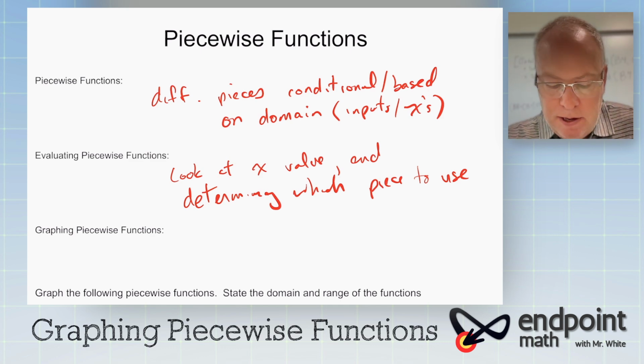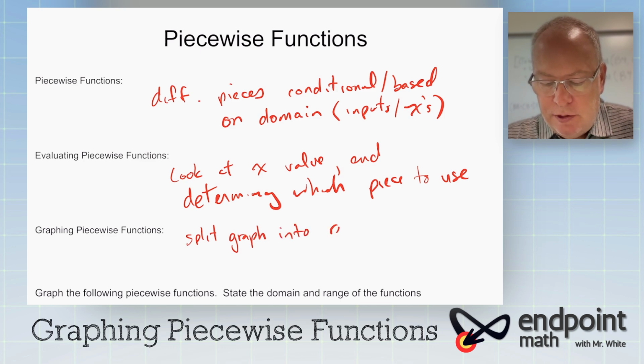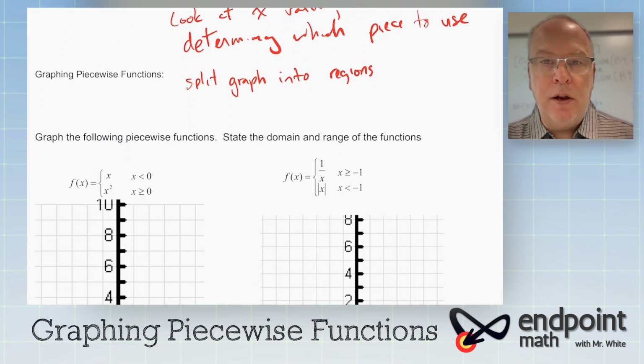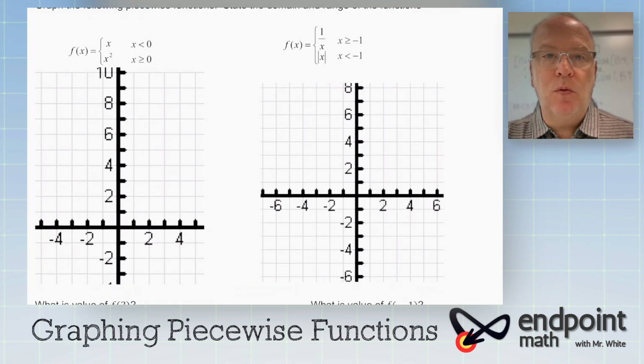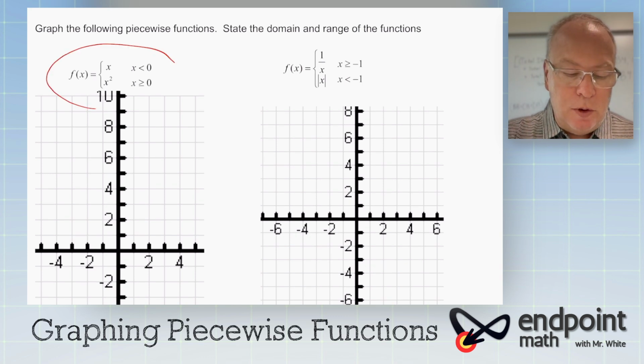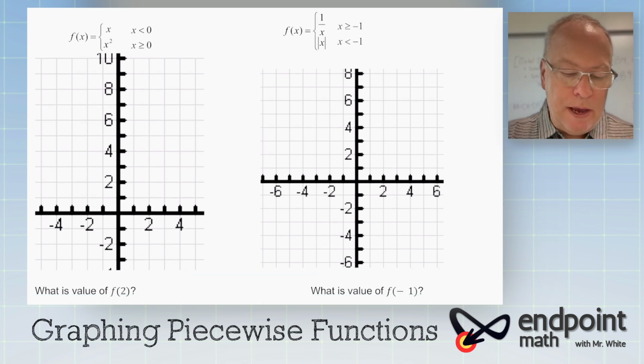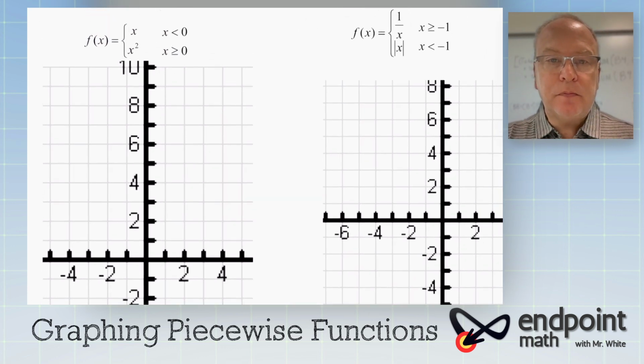So graphing piecewise functions, you're going to split the graph into regions, and then you're going to graph the different pieces only in the correct region. All right, so let's scroll down here. We're going to do two different examples. Let's do this first one first here. So we have two different pieces in this.